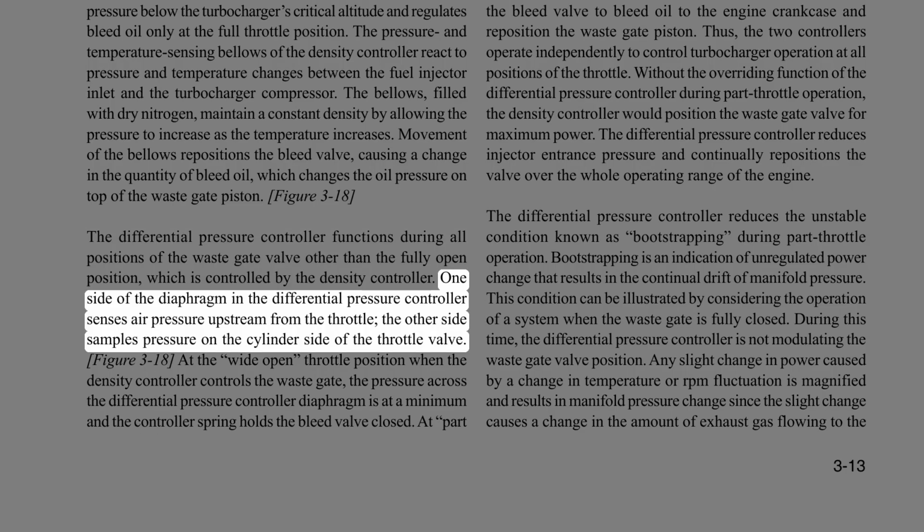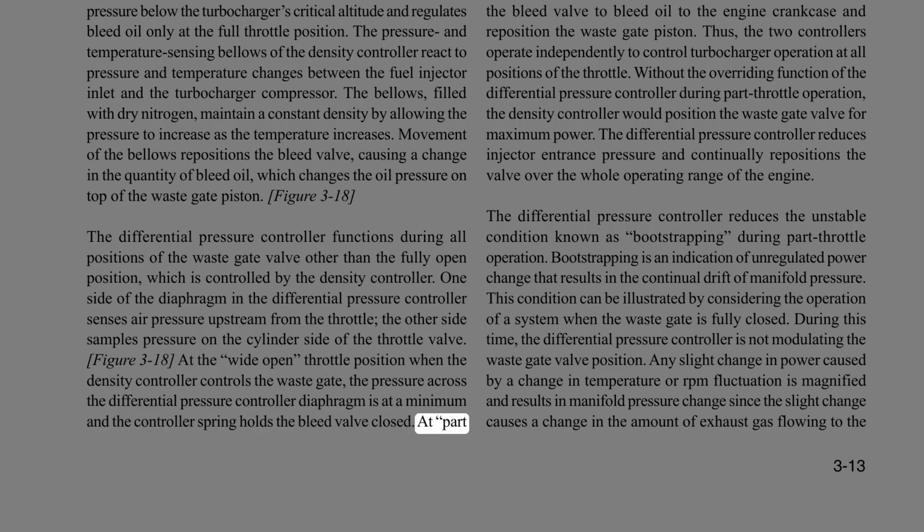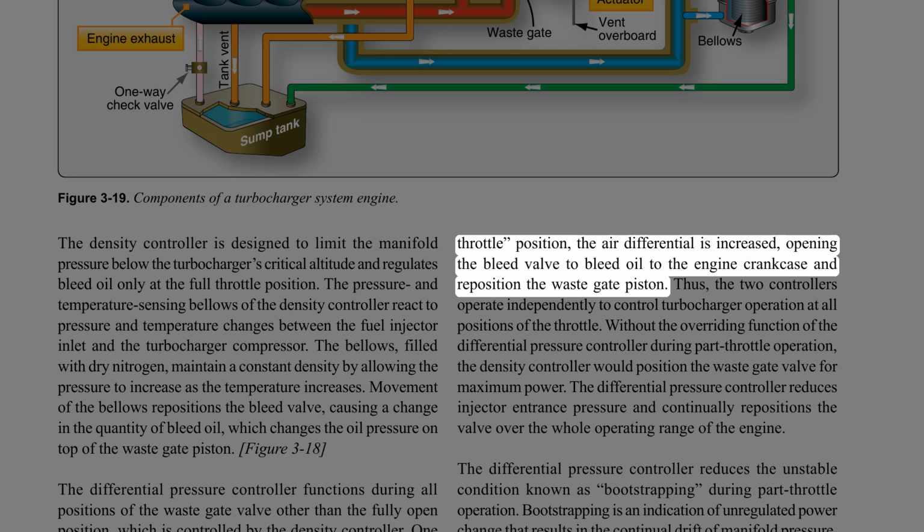One side of the diaphragm in the differential pressure controller senses air pressure upstream from the throttle. The other side samples pressure on the cylinder side of the throttle valve. At the wide open throttle position, when the density controller controls the wastegate, the pressure across the differential pressure controller diaphragm is at a minimum and the controller spring holds the bleed valve closed. At part throttle position, the air differential is increased, opening the bleed valve to bleed oil to the engine crankcase and reposition the wastegate piston.